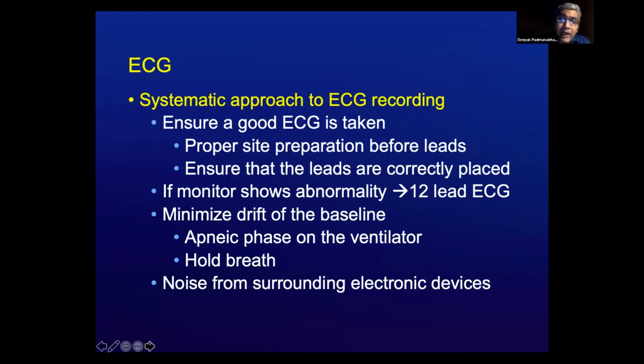It's important while taking a 12-lead ECG to minimize the drift of the baseline. If the patient is on a ventilator, it's important to take it in the apneic phase. Otherwise, if the patient is conscious and able to follow orders, holding the breath is important. Additional noise from the surrounding electronic devices, electromagnetic interference, can also cause abnormalities in the ECG recording, and they need to be troubleshot.